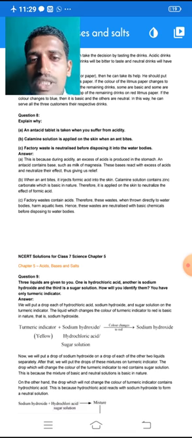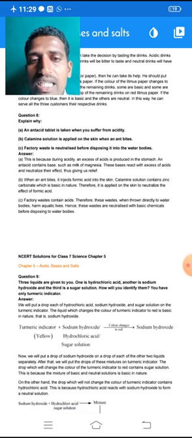The second question is, calamine solution is applied on the skin when an ant bites. Here already we know that when an ant bites, it injects formic acid into our skin. This gives us a lot of pain. To get pain relief from that, calamine solution, which contains a base called zinc carbonate, which is basic in nature, should be applied on the skin. It neutralizes the effect of the formic acid and gives us relief from the pain.